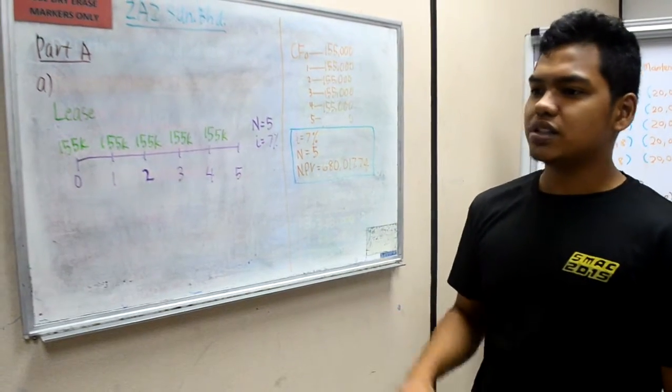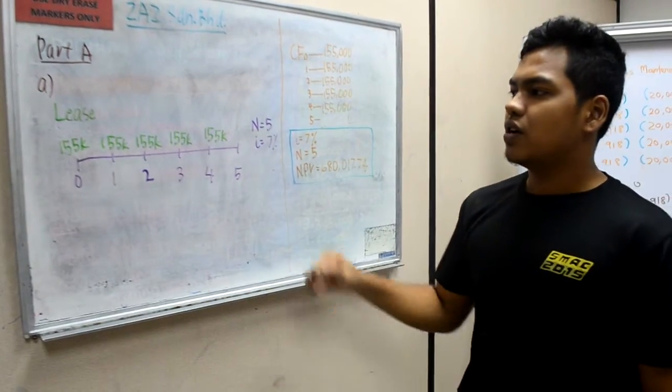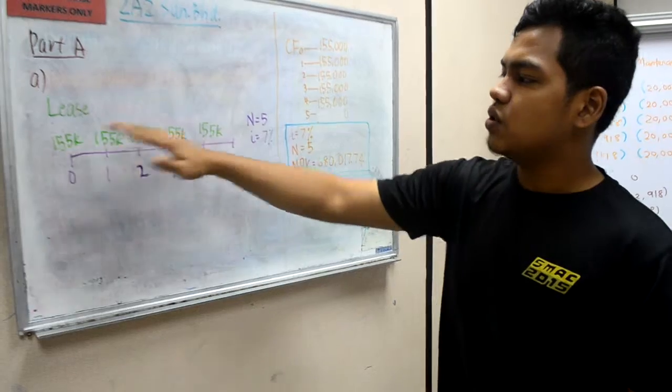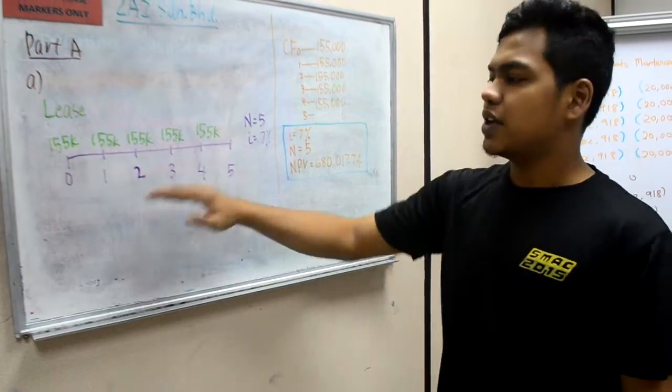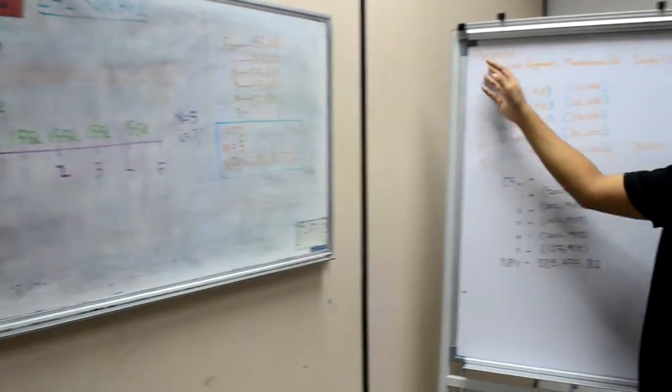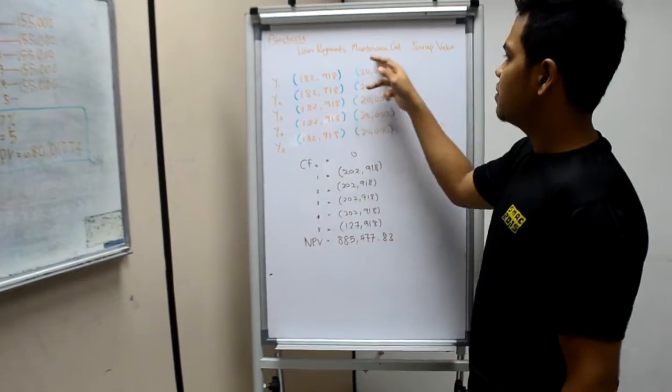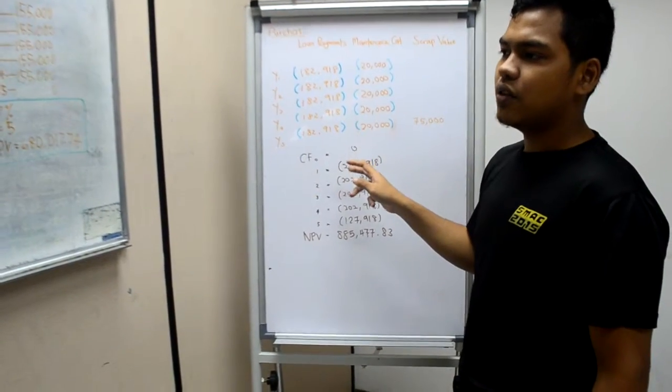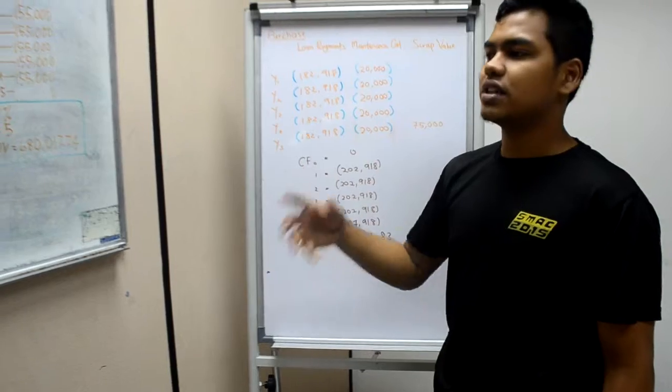And another one is about the maintenance cost. From this lease method, we can see that there is no maintenance cost included. Likewise, from this purchase, we can see that there's a maintenance cost incurred. Therefore, these are the advantages of this.